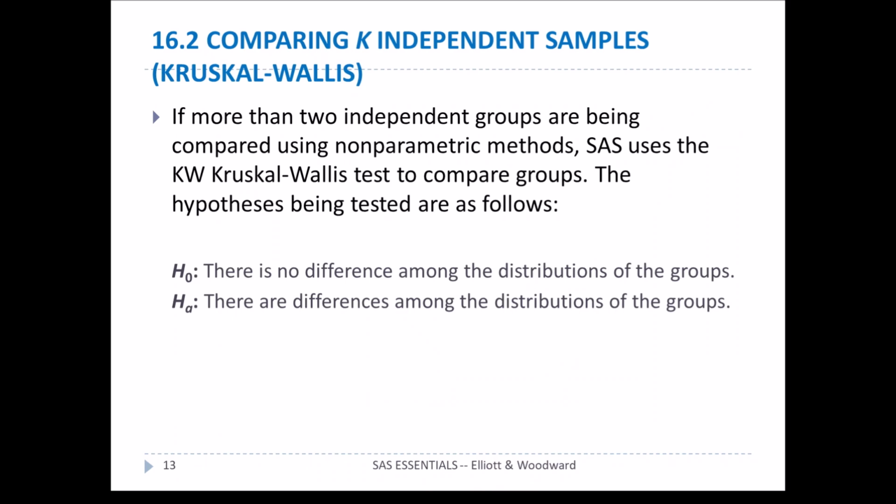Now, that was two samples, so that was like a t-test. But let's now look at comparing k independent samples. That is sort of like an ANOVA. So if more than two independent groups are being compared using a nonparametric method, SAS uses the Kruskal Wallis test to compare the groups. And again, this is just an extension of what we just saw, but the null hypothesis is that there is no difference among the distributions of the groups. So we have three or more groups. And the alternative is that there is a difference between the distributions of the groups.